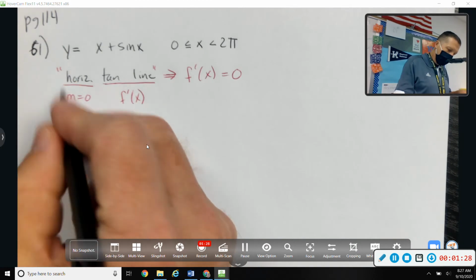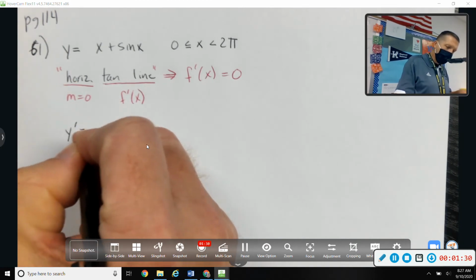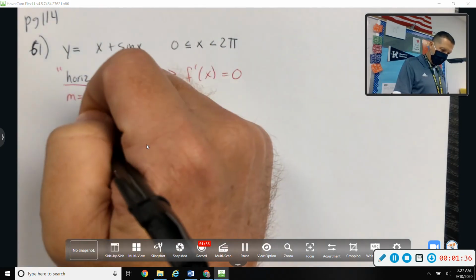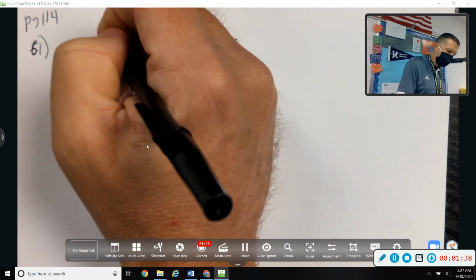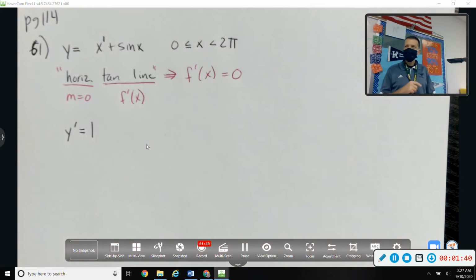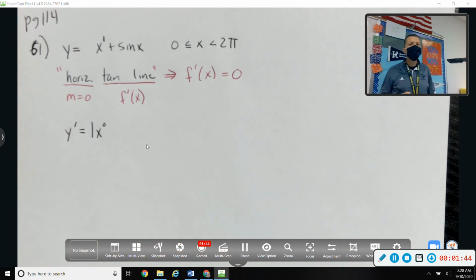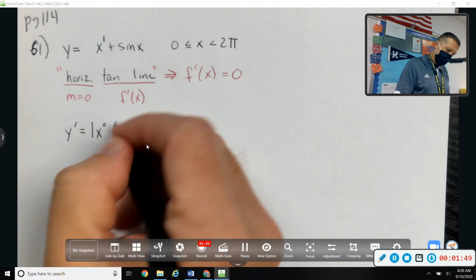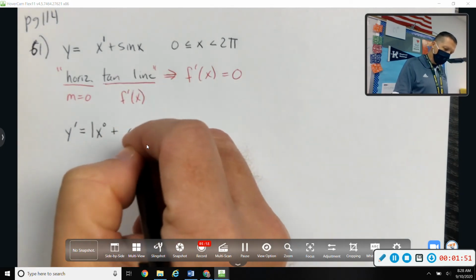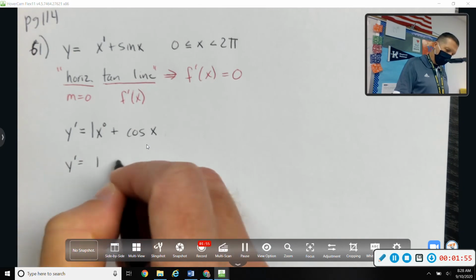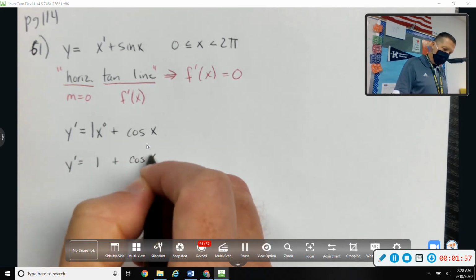All right, so y prime, I can write it y prime instead of f prime. Either way is okay. The derivative of x is 1. Right, power rule. Bring the 1 down, decrease the power by 1. If you want to show that, that's a little overkill, but it's okay. And the derivative of sine is cosine. So y prime is 1 plus cosine x.